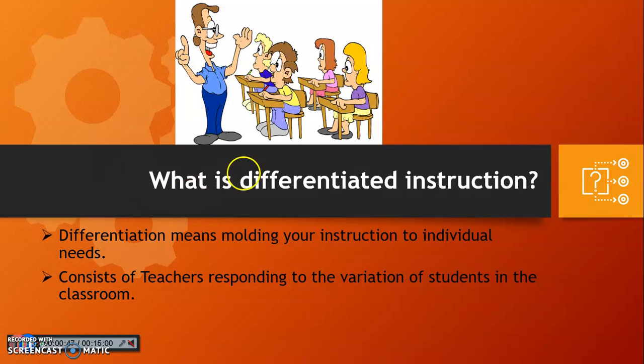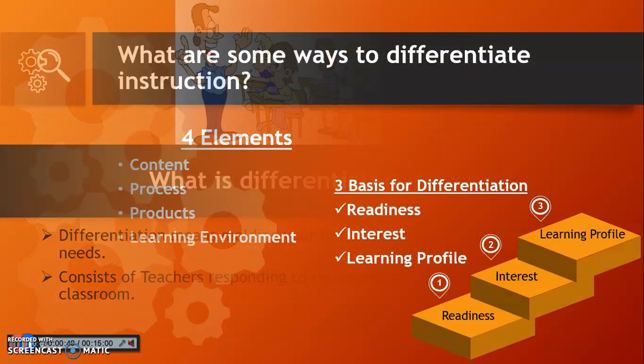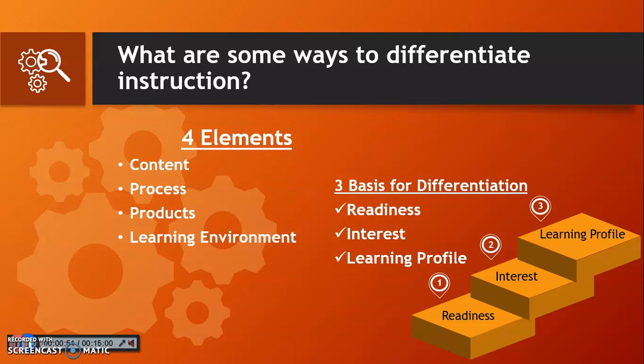Teachers can differentiate at least four elements: content, process, products, and learning environment. For those four elements, there are three bases for differentiation: readiness, interest, and learning profile. Basically, content is what the students need to learn or how the students will get the information.